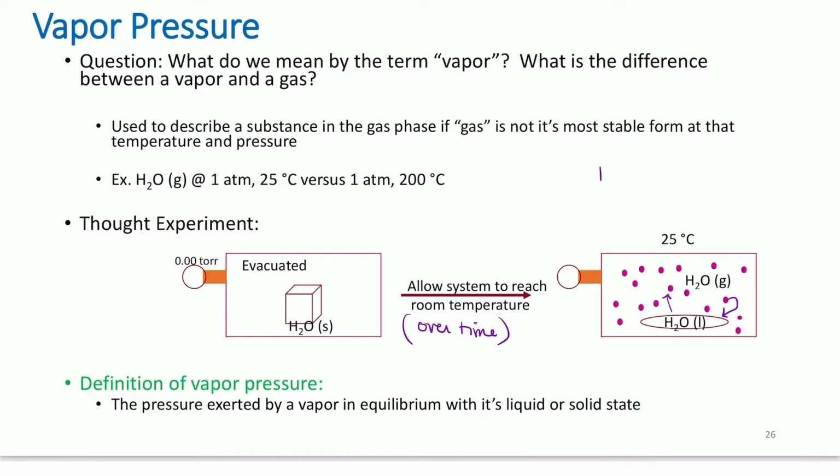So I've got H2O gas condensing back down to form H2O liquid. And at the exact same rate, I've got H2O liquid evaporating to form H2O gas. The vapor pressure is the pressure that's exerted by these gas molecules. It's the pressure exerted by a vapor in equilibrium with its liquid or solid state. It is called a dynamic equilibrium.